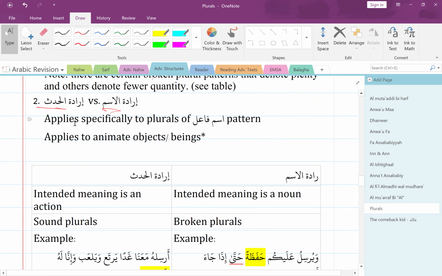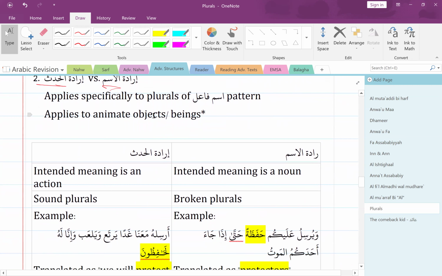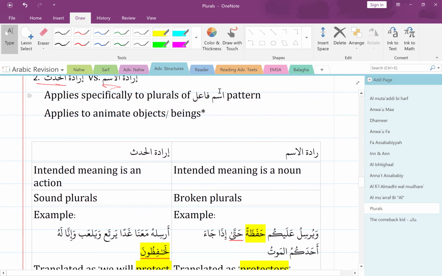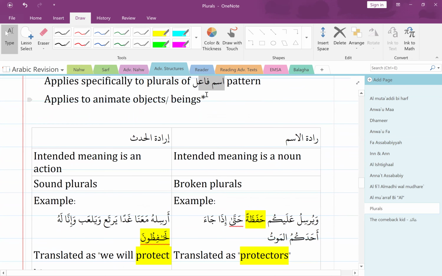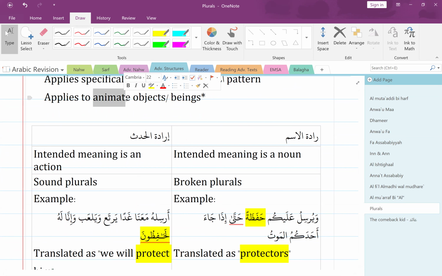Then we come to the second thing, whether it's an action that is intended or an ism that is intended. This mostly applies to the plurals for ism fa'il, like fa'ilun, daribun, sami'un, that kind of pattern. They said in the textbook that it applies to animate objects or beings. That's an important thing to watch out for, because it applies to animates, not inanimates, like human beings and intelligent beings, if you will.